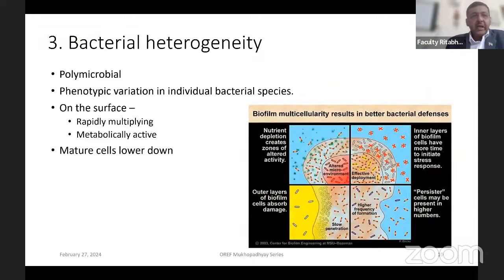So once they start multiplying and maturing, then there is a phenotypic variation in the individual bacterial species. So on the surface, we have rapidly multiplying bacteria, which are more sensitive to the antibiotics. But as we go deeper into the biofilm, the cells are maturing and they are less sensitive to the antibiotics.